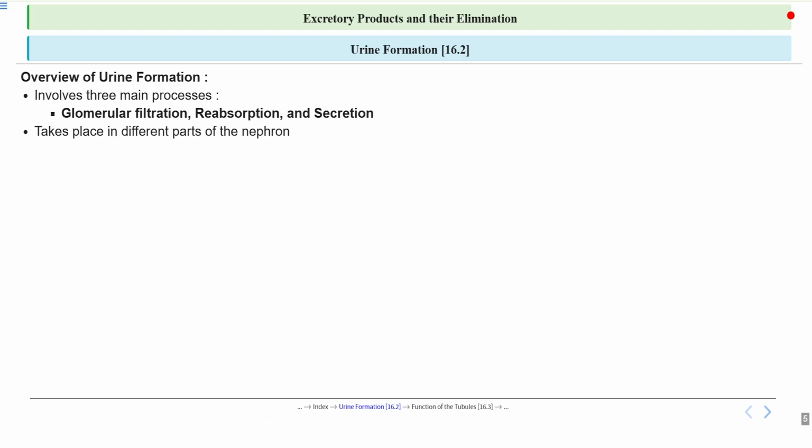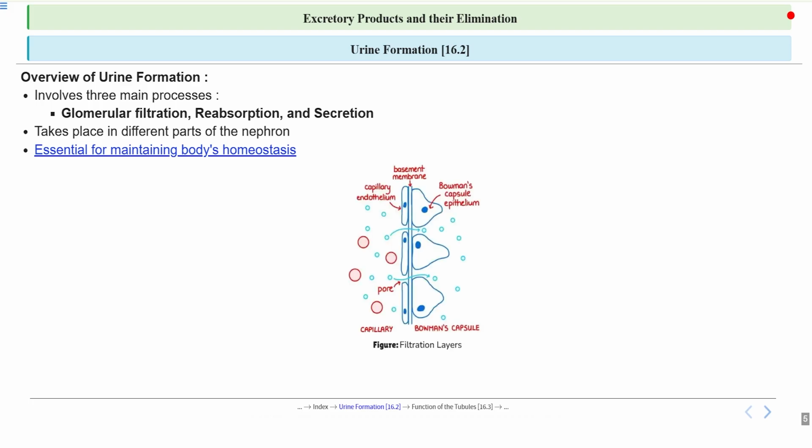So it's important to note that these processes take place in different parts of the nephron. Each part is specialized for its own role, making the whole system highly effective. So urine formation is essential for maintaining body's homeostasis. This means keeping things like water, salts and pH levels in balance, which is necessary for all our cells to function properly. Now you can see filtration layers, that is capillary endothelium, basement membrane and Bowman's capsule epithelium.